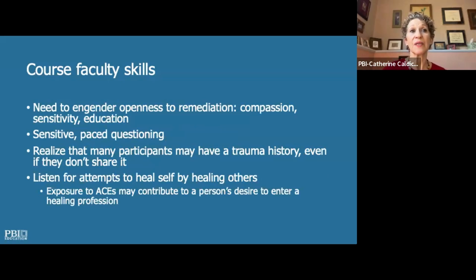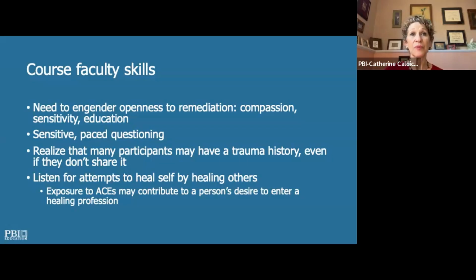There are some additional faculty skills. They need to engender openness to remediation, and they do that through compassion and sensitivity and an educational approach. So it's not punitive, but a restorative learning environment. And the use of sensitive paced questioning is an approach that creates an environment where participants disclose their feelings of shame, remorse, and regret for what they have done, or how they have failed their patients, their professions, and others. And this is a setting in which some course participants express having had thoughts of suicide. Again, if not for the remedial course, this information may not ever come to light.